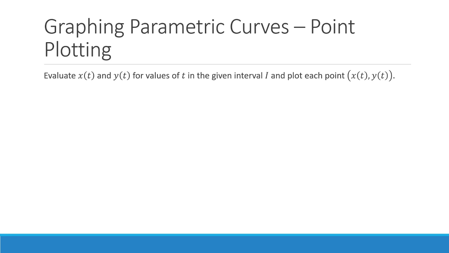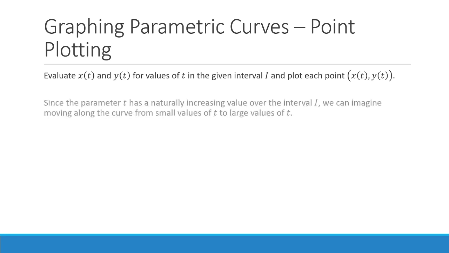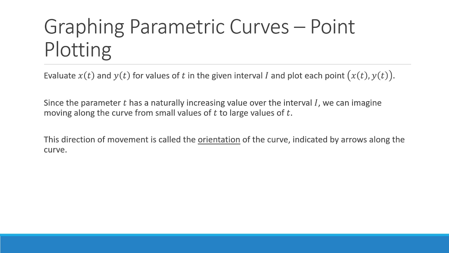One thing that makes this a little bit different from just plotting a regular rectangular curve is that the parameter t has a naturally increasing value over the interval I. So what we can think of here is we can imagine moving along the curve from the small values of t to the large values of t. This gives each of our parametric curves kind of an inherent direction, and we call that direction the orientation of the curve, which we indicate by drawing little arrowheads along the curve.